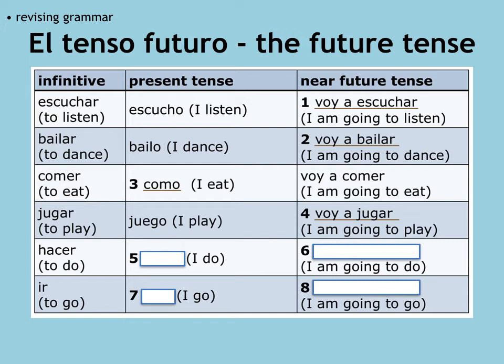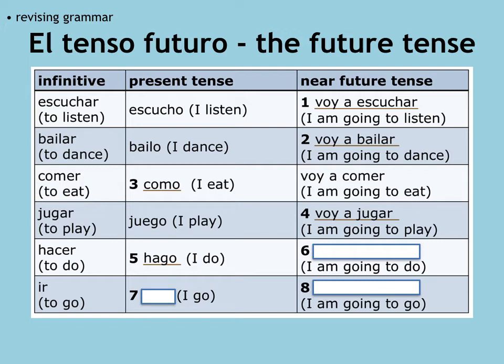Okay, then number 5. Present tense of hacer. Now, this is a nasty one. It's irregular. And I don't know if you'll get it. I hope some of you will. It's hago. Hago means I do. And if I was you, I would learn that one off by heart because it doesn't follow a proper pattern. It's got a G in it. Where's the G come from? That's why it's irregular.